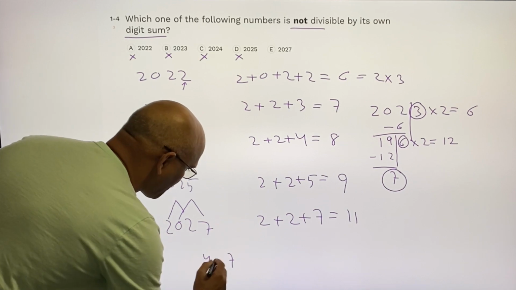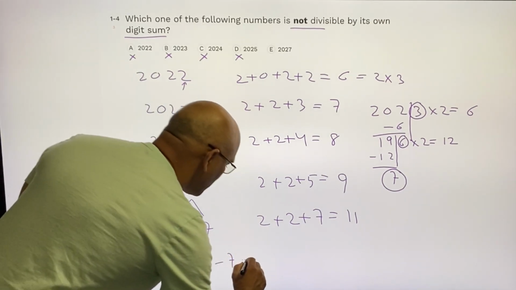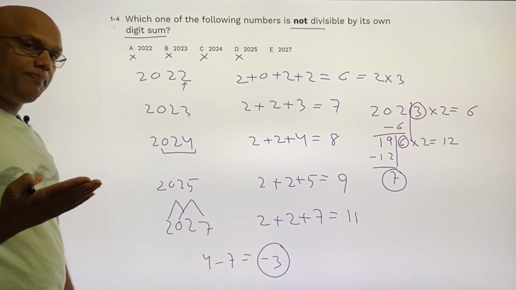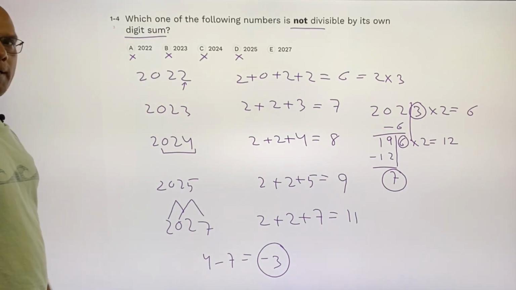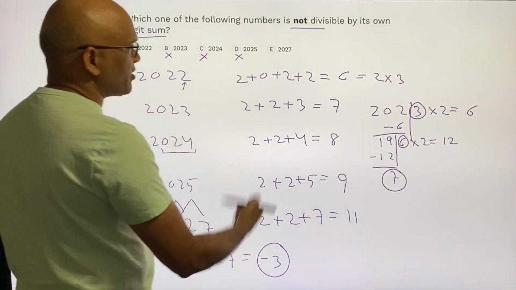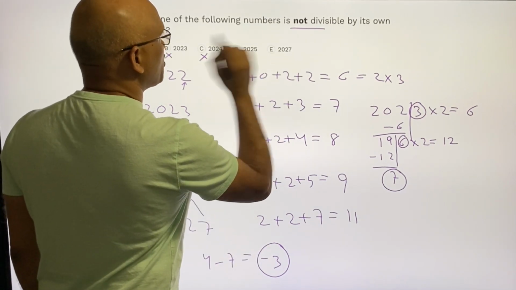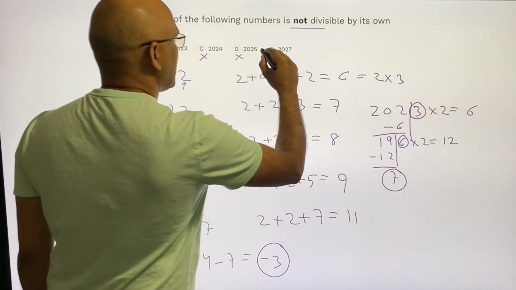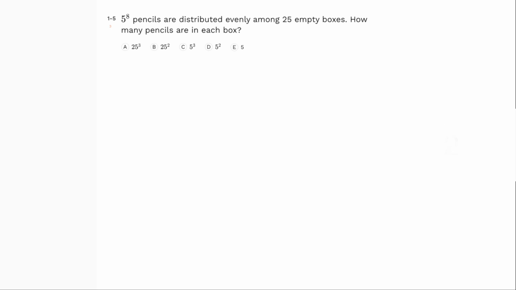7. I subtract these, 7 minus 4 or 4 minus 7, it doesn't matter. So this is going to be negative 3. If this number is 0 or divisible by 11, then the original number will be divisible by 11. In this case it is not. 3 is not divisible by 11, right? So 2027 is not divisible by its own digit sum. So then E is the correct choice.